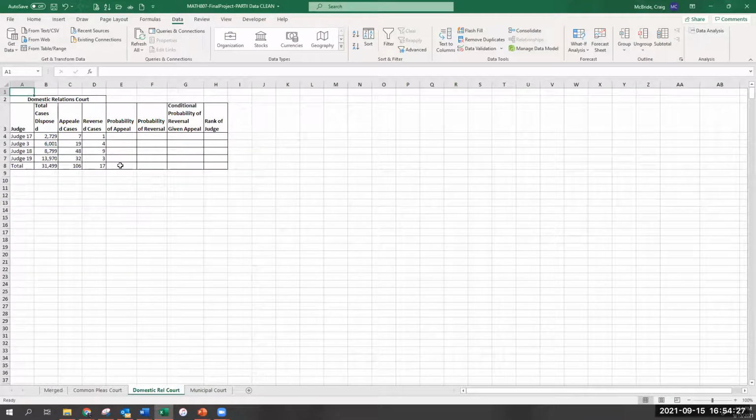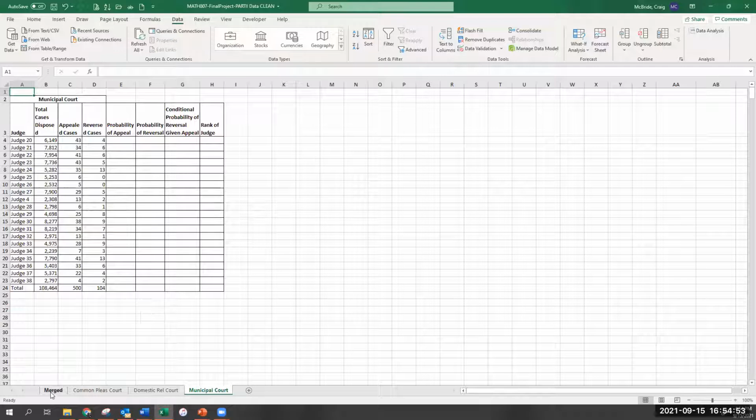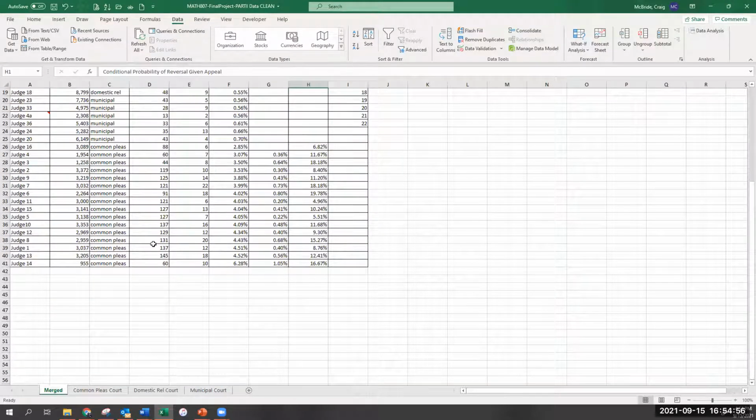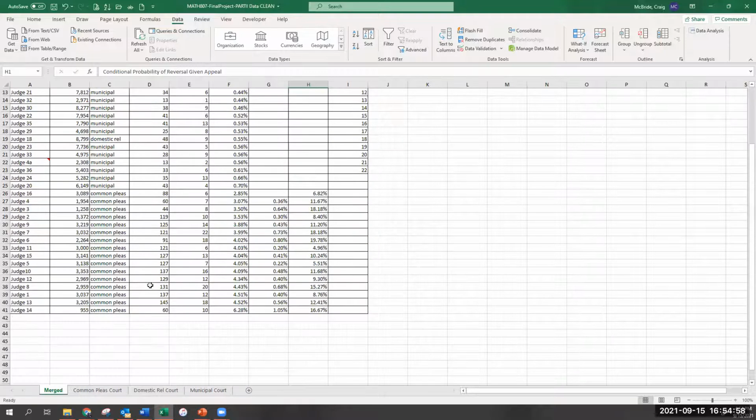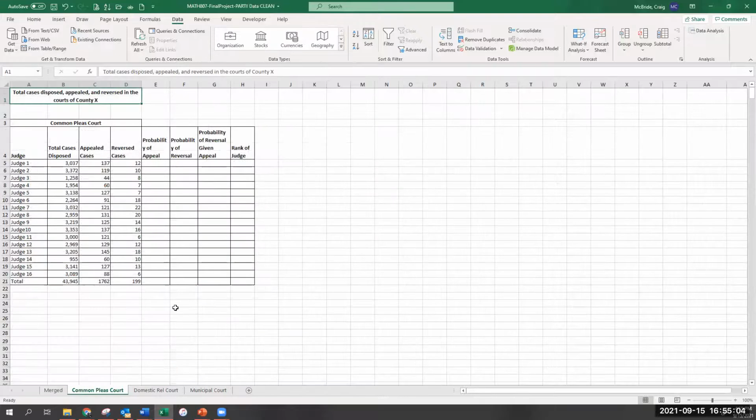Don't forget, folks, that you also have to do the totals, right? So when you're dragging and getting these computations, you also have to report the totals for the court. So what's the probability of just any court case being appealed in the domestic relations court? And what's the probability of any court case in the domestic relations court being reversed? So you have to fill in those boxes as well for all of them. And then this merge data set, all I did was I put all the judges together in one set, so I could then rank them all together rather than individually.